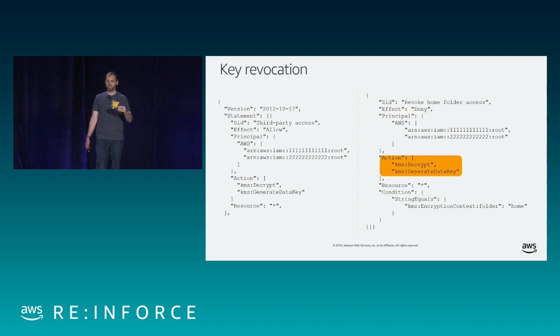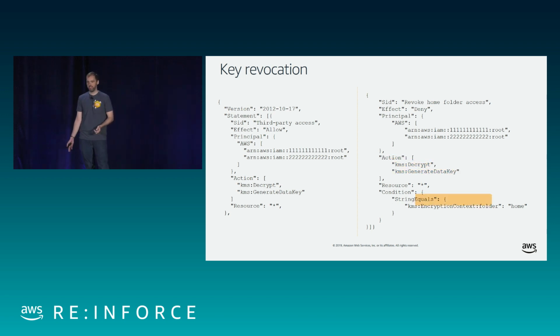You're going to deny the same two actions. In theory, you only need to deny decrypt. The reason we've also denied generate data key is, let's say new data gets into the SaaS in the same time frame or context. You may not want the SaaS to be able to decrypt that new data and encrypt it again later. So you theoretically would want to deny generate data key as well for revocation, but it's optional. And then we have something called an encryption context, and that's your condition.